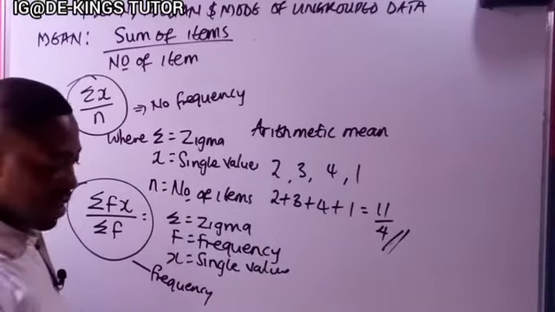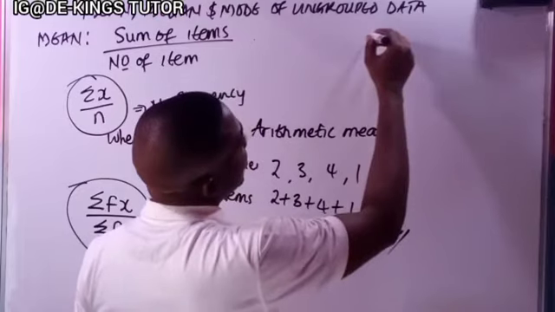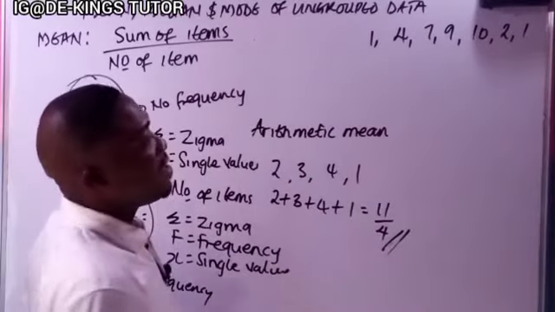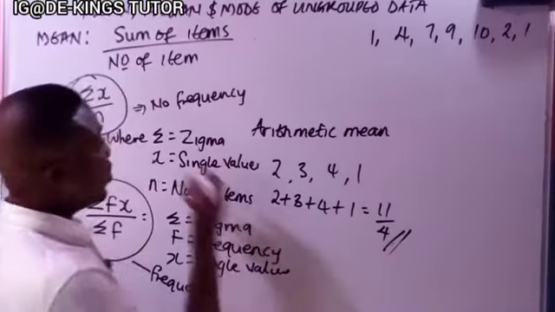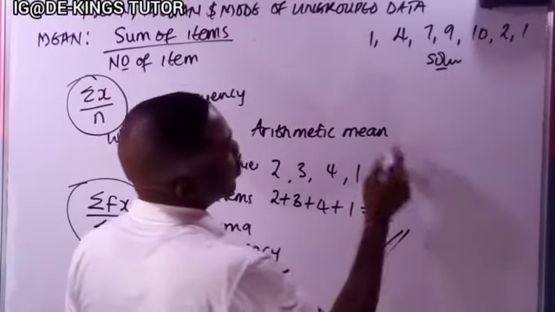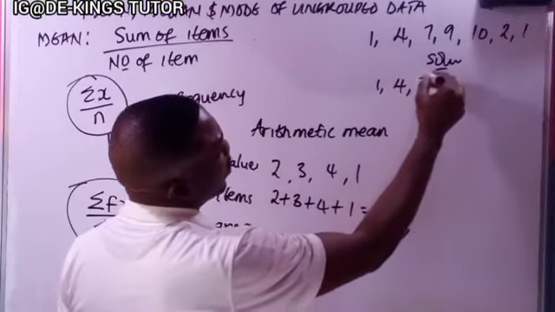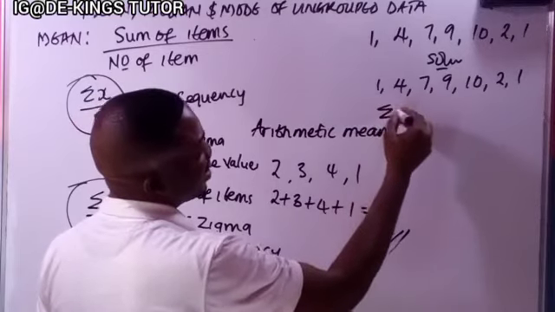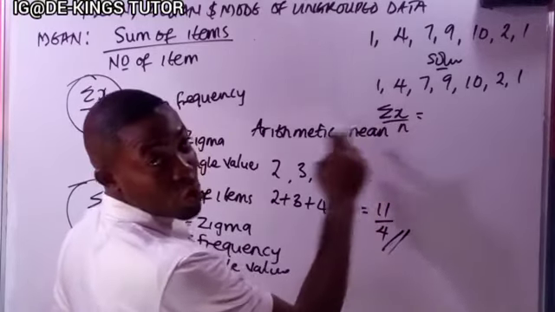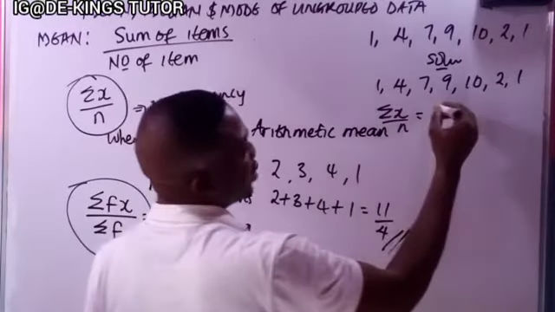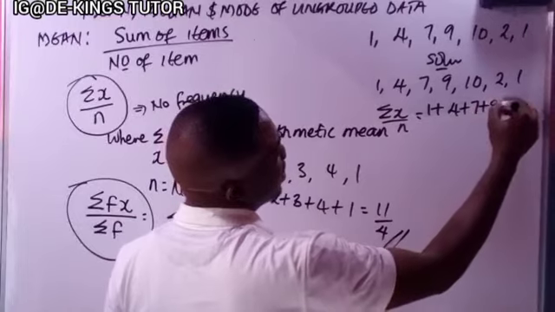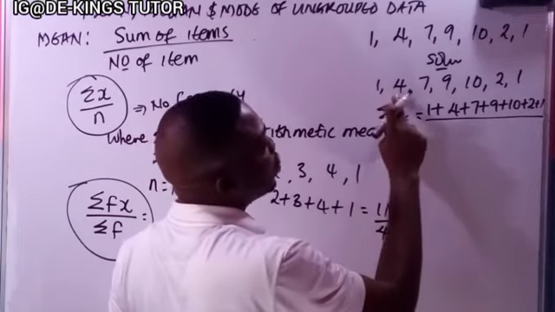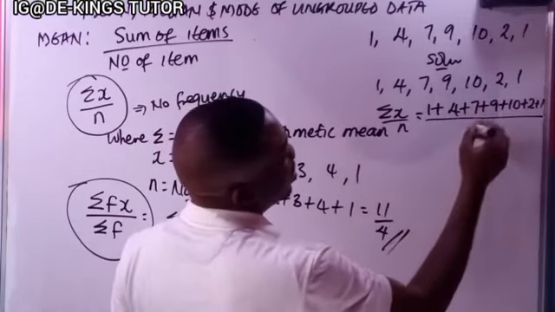Now, for instance, an example. If we're given a question like 1, 4, 7, 9, 10, 2, and 1, and they say find the arithmetic mean of this data, it's very simple. The solution: the formula for the mean is sigma x over n, and sigma x means the summation of all these observations, which is 1 plus 4 plus 7 plus 9 plus 10 plus 2 plus 1, all divided by the count: 1, 2, 3, 4, 5, 6, 7, so divided by 7.